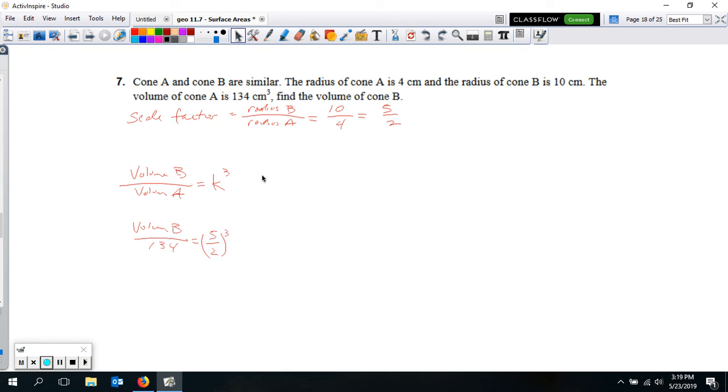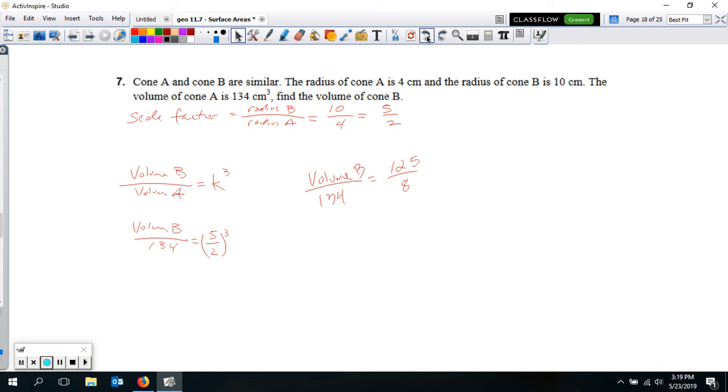Remember, you're cubing it. That's what it shows here. So we've got to do 5 cubed over 2 cubed. 5 to the third power is 125. 2 to the third is 8. So it's going to be the volume of B over that 134 is equal to 125 over 8.